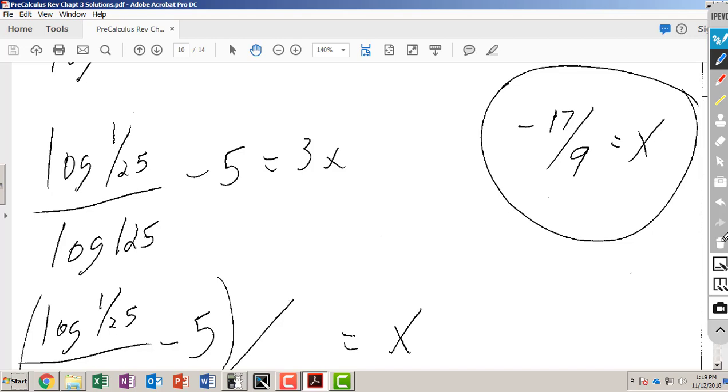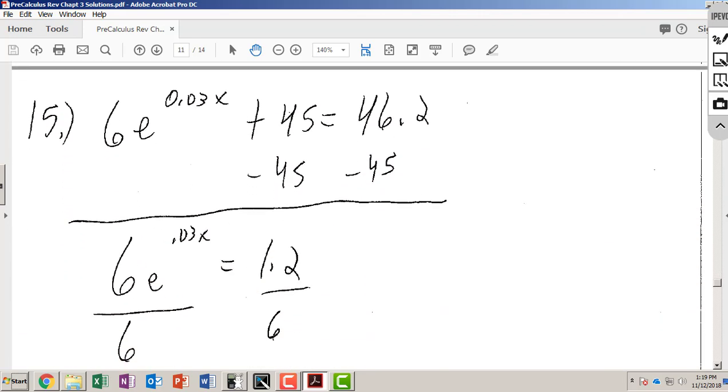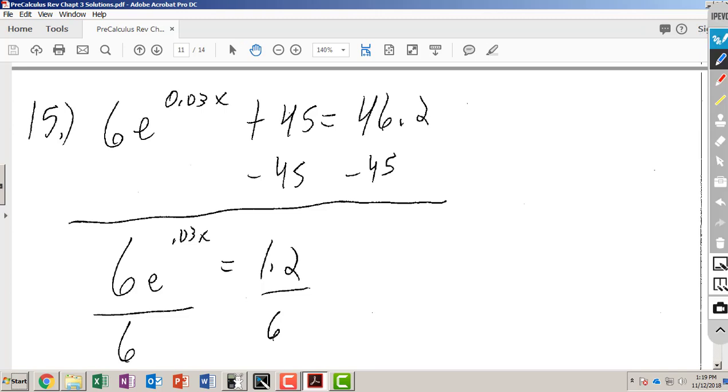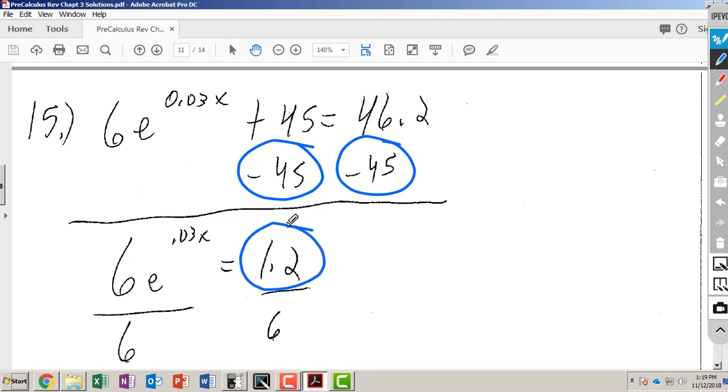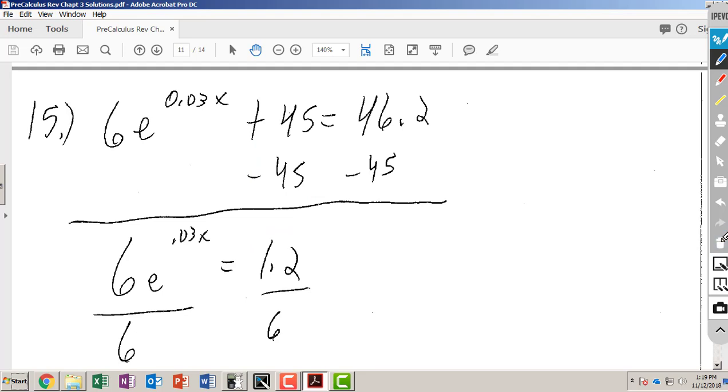Okay, on this next problem, number 15, continuing our solving of equations, it says we got 6e to the 0.03x plus 45 equals 46.2. Getting rid of your algebraic parts first, we're going to go ahead and subtract 45 from both sides. When I subtract 45 from both sides, I end up with this answer of 1.2. So now I have 6e to the 0.03x equals 1.2. Still getting rid of my algebra, I'm going to divide both sides by 6.